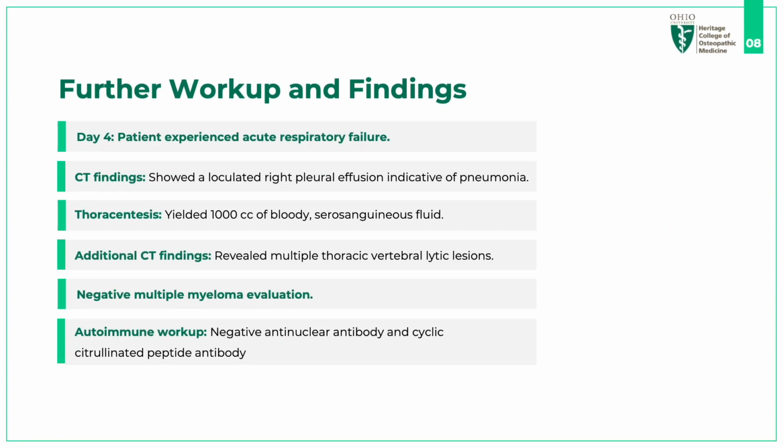On day 4 of admission, the patient experienced acute respiratory failure. CT showed a right pleural effusion indicative of a pneumonia, which yielded about 1,000 cc of bloody serosanguinous fluid. The CT also revealed multiple thoracic vertebrolytic lesions. A multiple myeloma evaluation was done and it was negative. An autoimmune workup was negative for ANA and CCP antibodies.